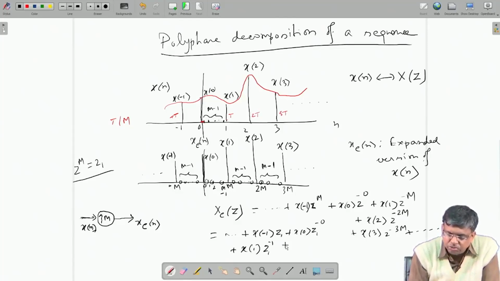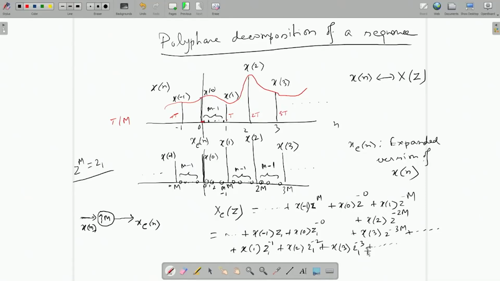z1 to the power minus 1, x2 z1 to the power minus 2, x3 z1 to the power minus 3 and so on, which is nothing but the original Z transform evaluated at Z1. Thus, you see this is nothing but the original Z transform evaluated at Z1. Now, what is Z1? Z to the power m.